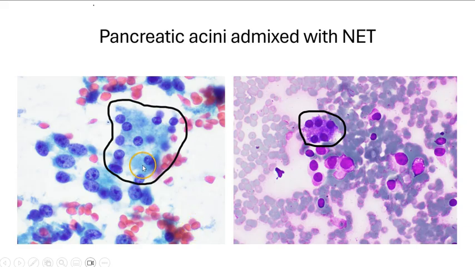Here are two pictures which concurrently show pancreatic acinar cells with low NC ratios admixed with these lesional cells from a neuroendocrine tumor, and you can see that the nuclei of the neuroendocrine tumor cells are much larger, and also that the chromatin is much more coarse. Similarly, on the air-dried smears, this is a normal pancreatic acinus, and these are the lesional neoplastic cells of the neuroendocrine tumor, and the nuclei are much larger than those of the benign pancreatic acinar cells.